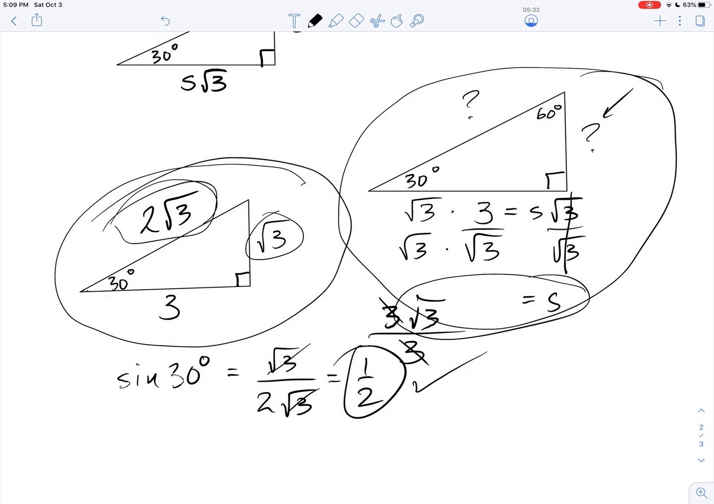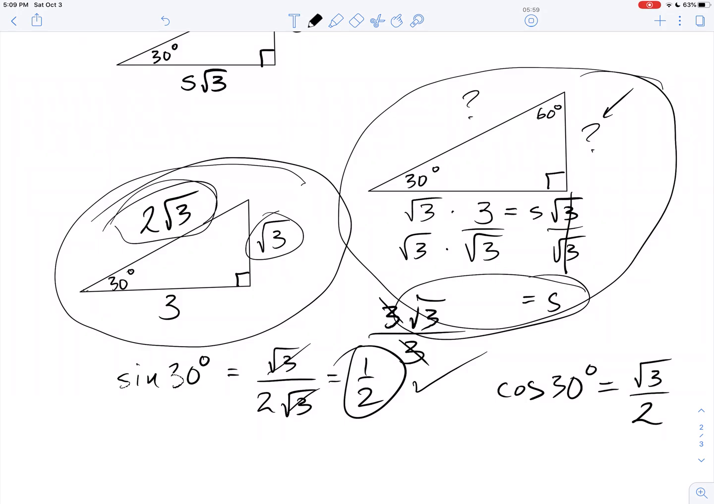Well, what about cosine? What if I did cosine? Well, your cosine answer for that 30-degree angle is always going to be rad 3 over 2. Always. Well, you didn't even show the steps. I know I didn't show the steps. I don't have to show the steps. Well, how come you don't?